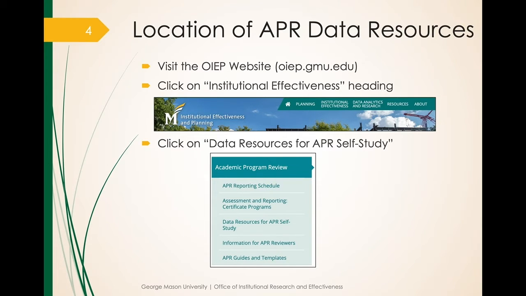As mentioned previously, all of the data resources mentioned to this point can be accessed through the Office of Institutional Effectiveness and Planning website at oiep.gmu.edu. When you visit the site, simply click on the Institutional Effectiveness link in the top banner, and that will take you to a page where you can see a link to Data Resources for APR Self-Study, listed on the left side of the page. You can also see other APR resources listed in that same block.